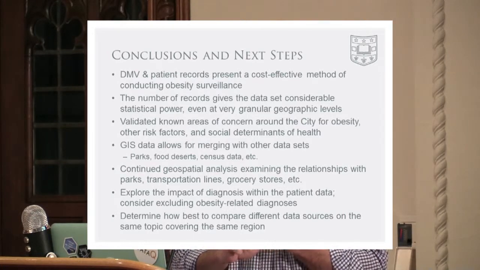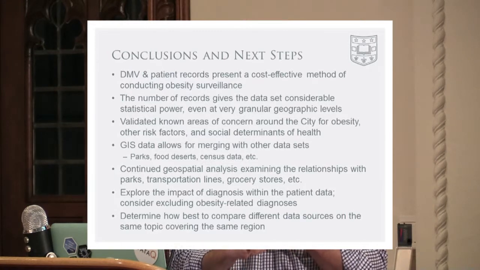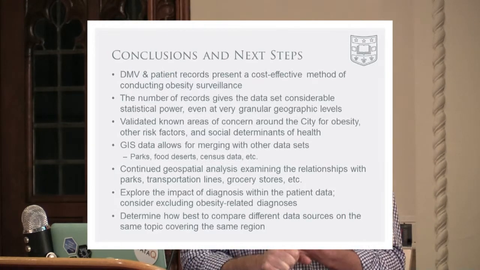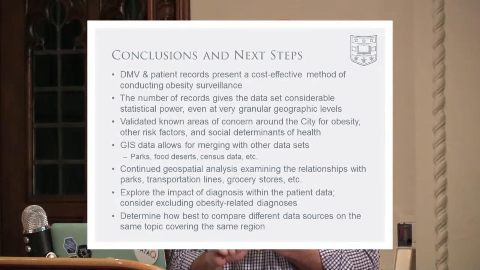I've since gone back to the state and asked for the entire state. So originally we just got St. Louis City, and that was, like I said, about 175 clean records. I now have a little over 4.5 million records from the state, and I have street addresses. So we're going to be trying to map and depict obesity rates across the state of Missouri with that data. And so as you can imagine, we have a lot more statistical power with higher numbers.